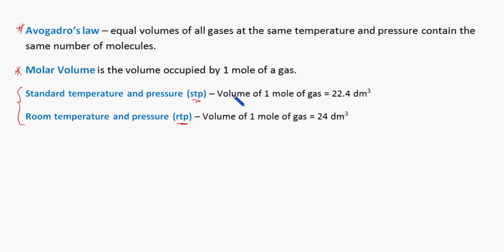So at STP, 1 mole of a gas is equal to 22.4 dm cube. At RTP, 1 mole of a gas occupies a volume of 24 dm cube. Now in most questions they will give you what is STP and RTP, but you should try to remember it. So STP is 22.4 and RTP is 24 dm cube.